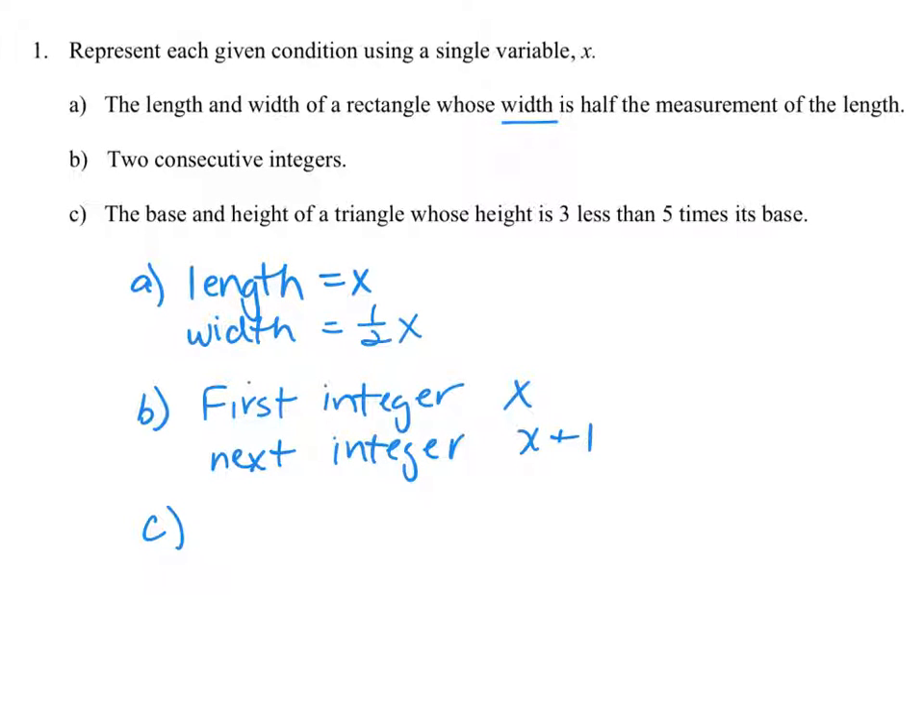In part C, we're looking at the base and height of a triangle whose height is 3 less than 5 times its base. So let's assign the base a measurement of x and then translate the written sentence into the algebraic expression for the height. The height is 3 less than 5 times its base. So 5 times the base is 5x, and 3 less than that is found by subtracting 3. So the base is x, and the height is 5x minus 3.